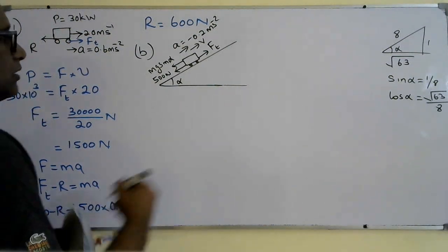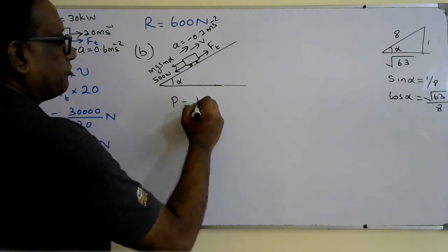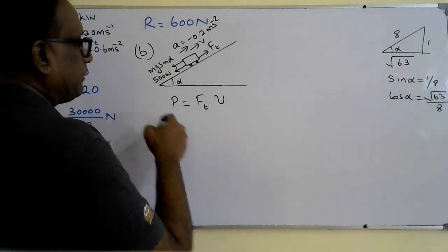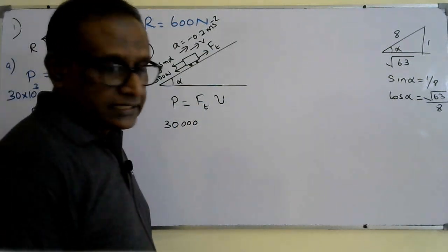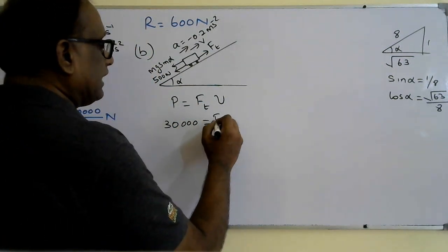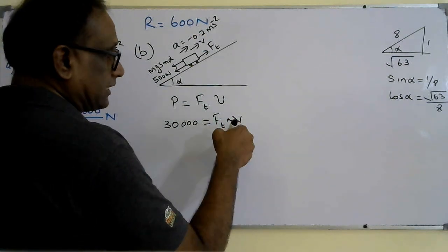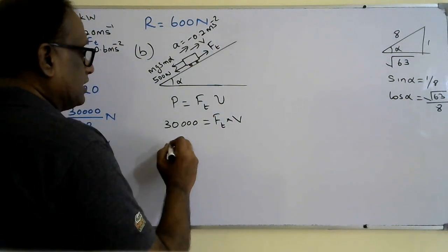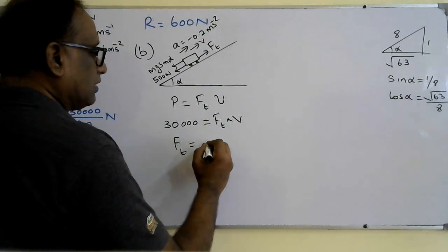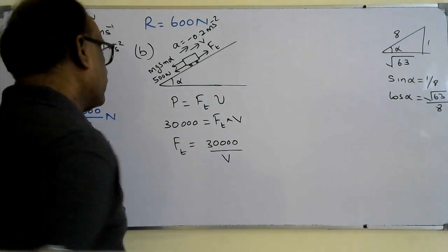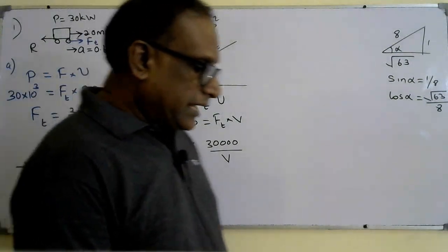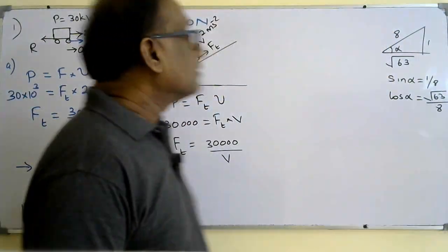Okay, so we know that power is equal to forward thrust times speed. Power is 30 kilowatts, so 30,000 is equal to Ft times v. v is unknown here, that's what we need to find. So Ft is equal to 30,000 over v. Okay, so that is the Ft. Now we need to find the speed.